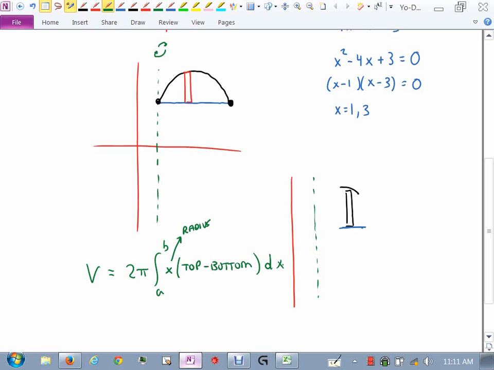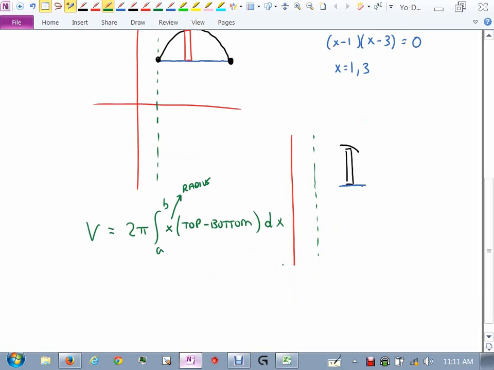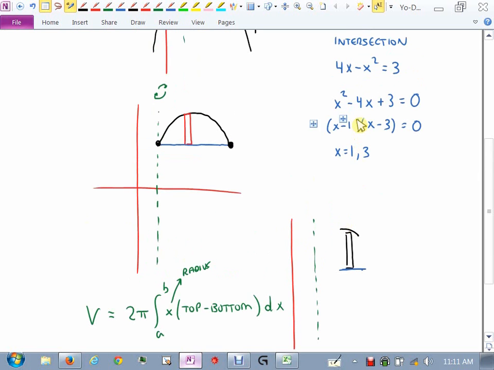Well, let's just see first, okay? Let's get what we have, and then we'll compare it to, you mean the book, the solution manual? Okay, well, let's see what we get. We have, our top and bottom are pretty clear, right? The top is the 4x minus x squared, the bottom is the 3.